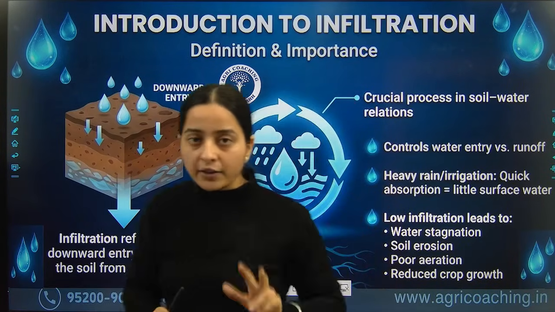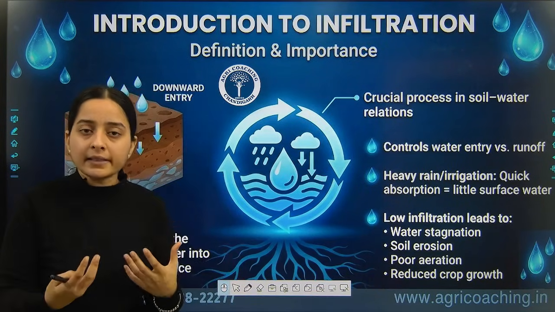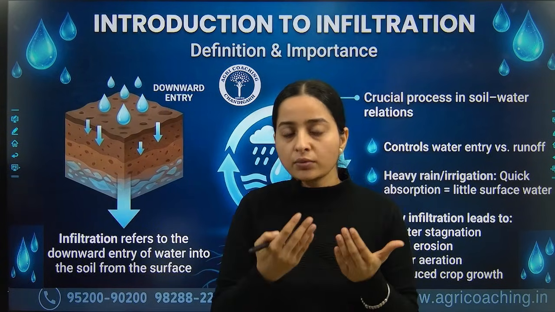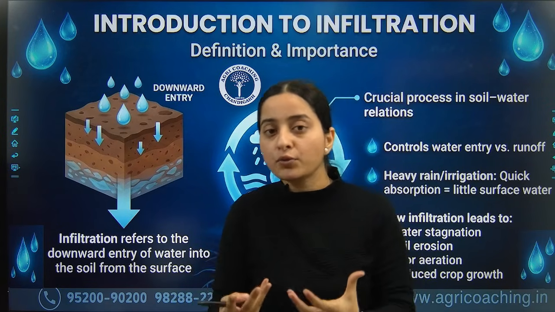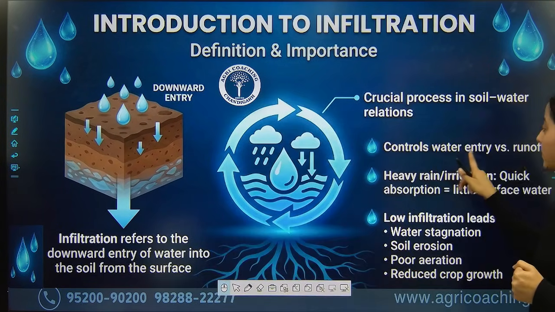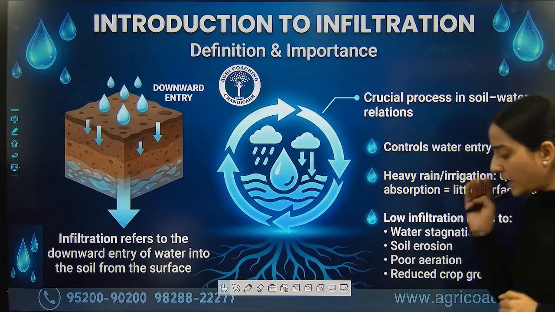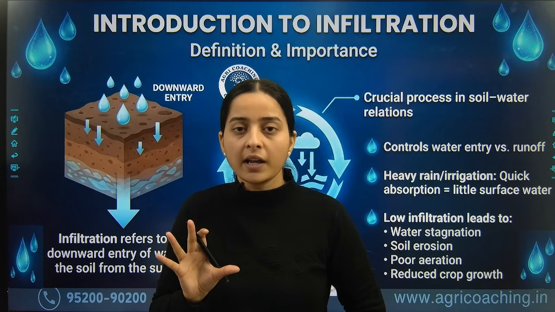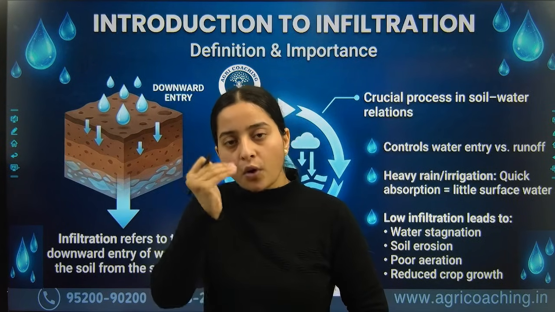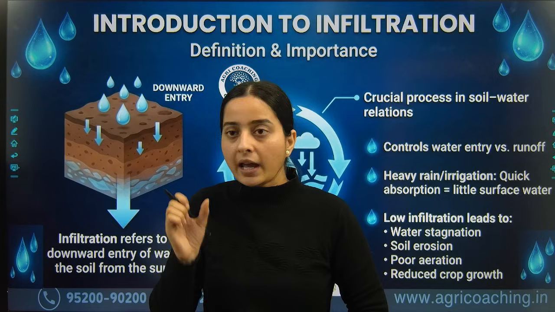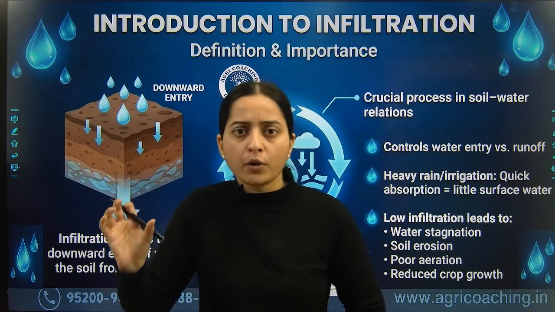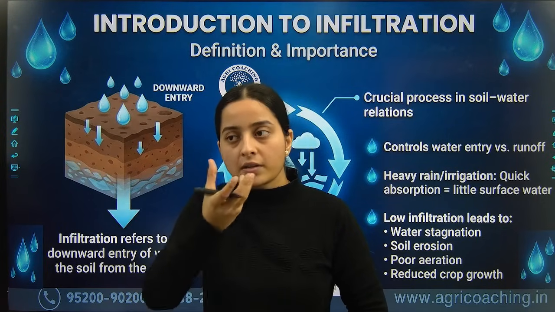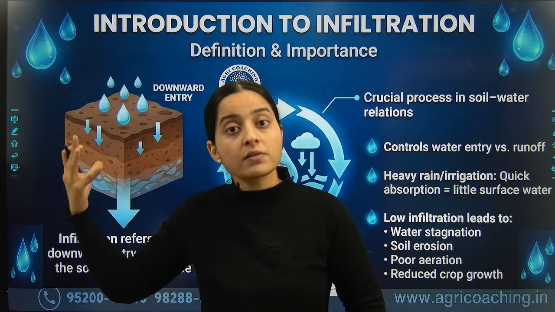Infiltration is just the entry of water, and this is necessary so that water can enter the soil and the plant can use it. So this controls the water entry versus runoff. For example, if our soil has a good infiltration capacity, like sandy soil, then when the rainfall is more, water continuously moves inside the soil. Compared to clay soil, which has more micropores, water can't enter rapidly, and water starts to move over the surface. That is known as runoff.